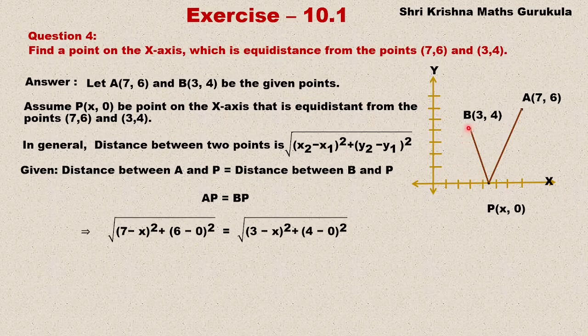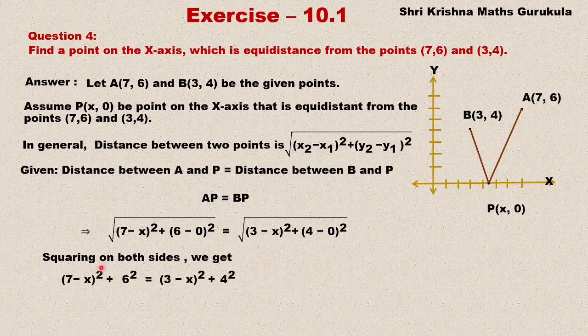So we are applying the distance formula for these 2 points again. So LHS would be, look at this, square root of 7 minus x whole square plus 6 minus 0 whole square, equal to square root of again 3 minus x whole square plus 4 minus 0 whole square. Now on squaring, we can get rid of this square root, which gives us 7 minus x whole square plus 6 square equal to 3 minus x whole square plus 4 square.